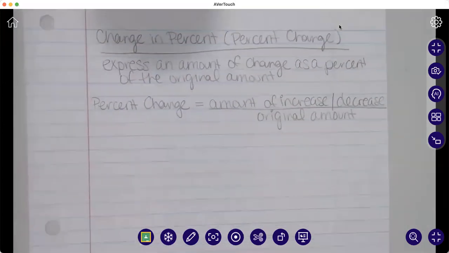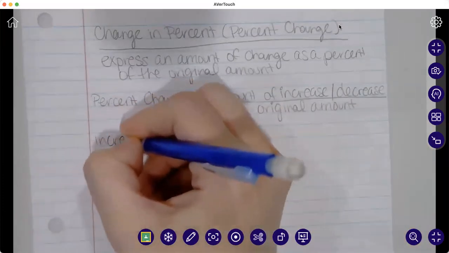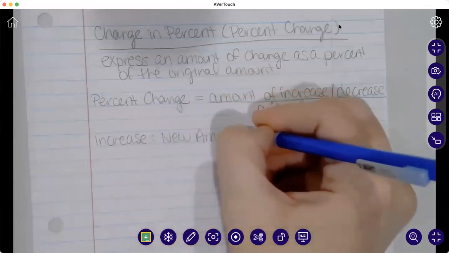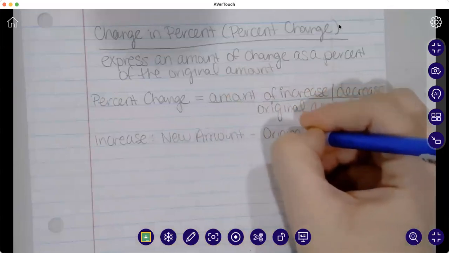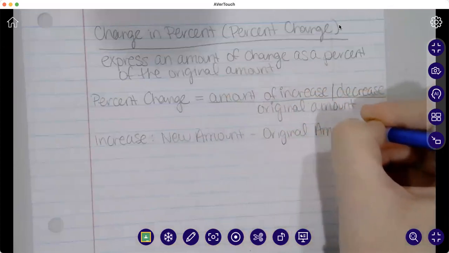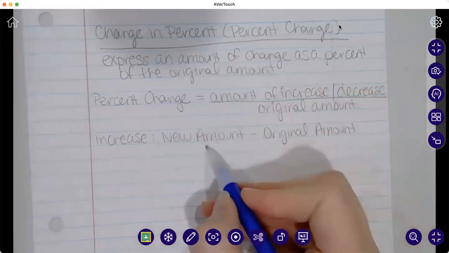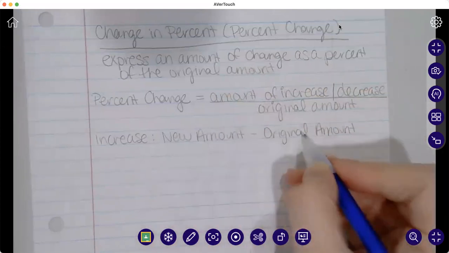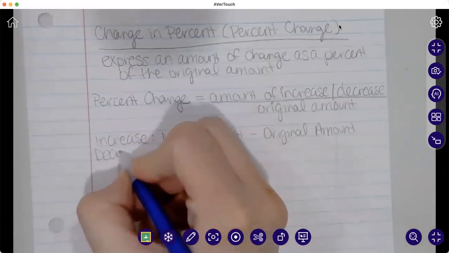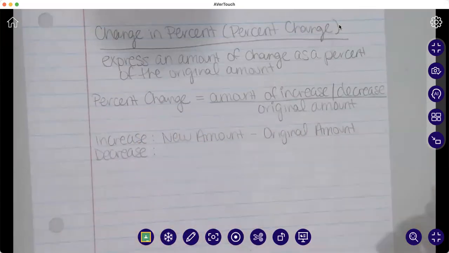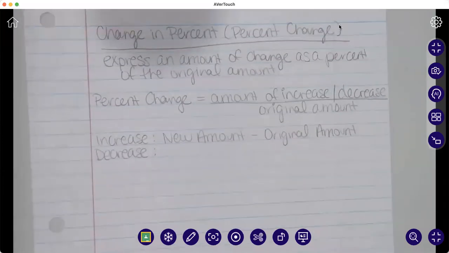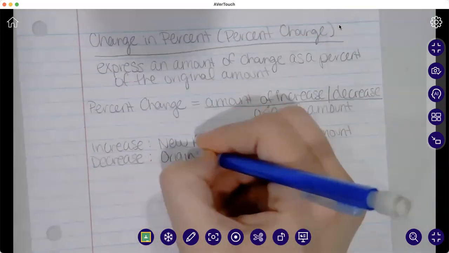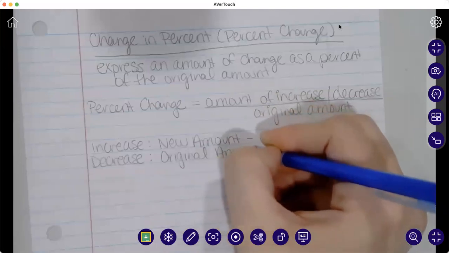Now, how do we know we have an increase or a decrease? If you have an increase, that means you're going to take the new amount and subtract the original amount. So if you have an increase in price, let's say it's $125, you could take away the original price, let's say it's 100, and find the increase. Now, if it's a decrease, let's say you have a sale price that's now 100 from 125, that means you're going to take the original amount and subtract the new amount.